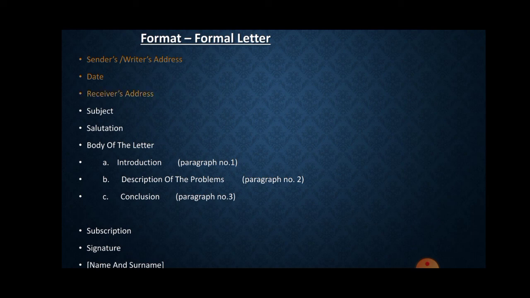The third point is receiver's address. Here, the name and address of the addressee or receiver should be written. Here I would like to tell you that the address, whether yours or the person to whom you are writing, need not be factually correct as no one is going to check it. Number 4 is subject of the letter. This highlights the aim of writing the letter. The subject should be very brief, 6 to 8 words.